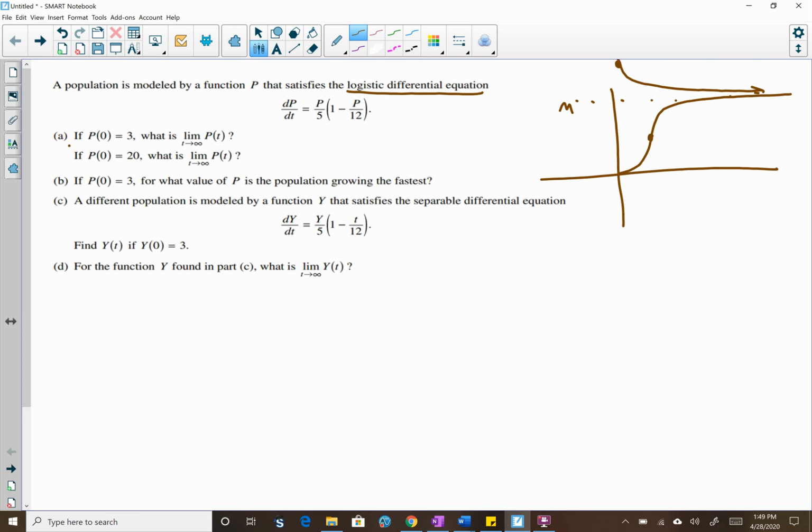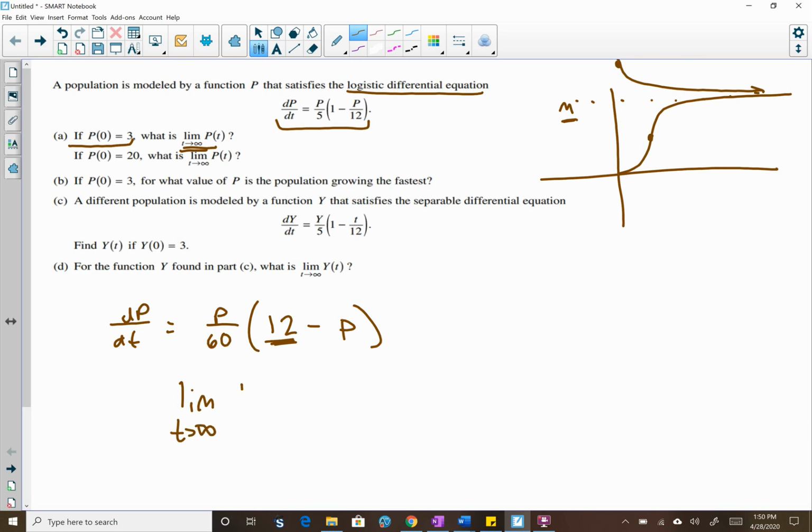So let's go ahead and start. If P of 0 is 3, what is the limit of P of t? Well, remember the limit of P of t is simply the carrying capacity. But I need to rearrange that to see the carrying capacity a little bit better. So I'm going to pull out 1/12. So if I pull out 1/12, I get P over 60. 1 divided by 1/12 is 12 minus P. So right there we see our M is 12. So the limit as t goes to infinity of P of t is 12.